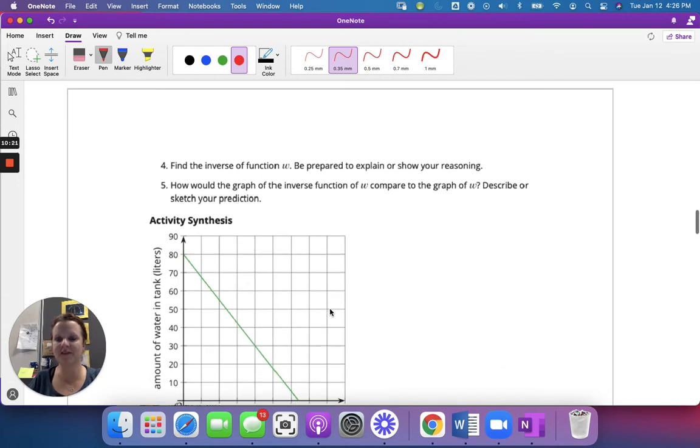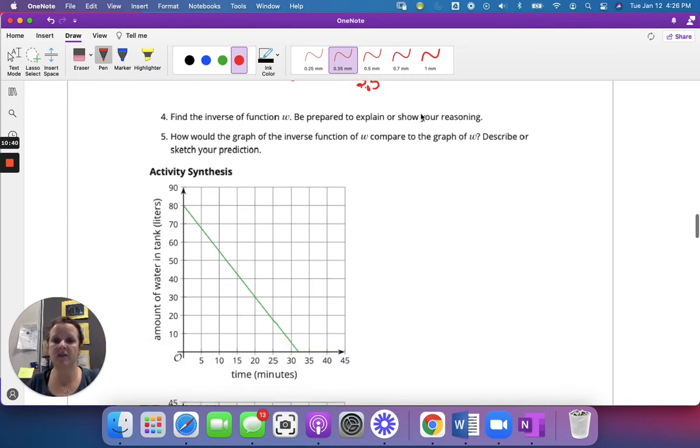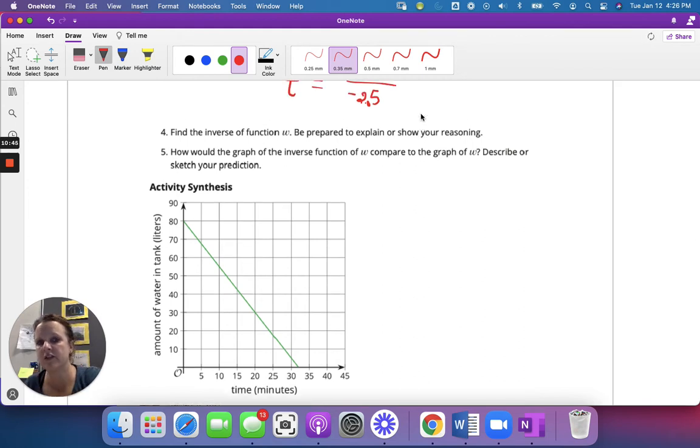Find the inverse of function W. Be prepared to explain or show your reasoning. I just did. t equals W minus 80 divided by negative 2.5. Okay. How would the graph of the inverse function compare to the graph of W? Describe or predict or sketch your prediction. So we're going to sketch our prediction.